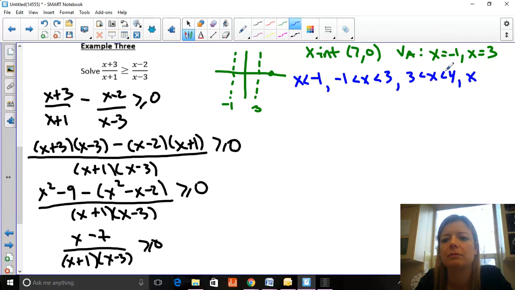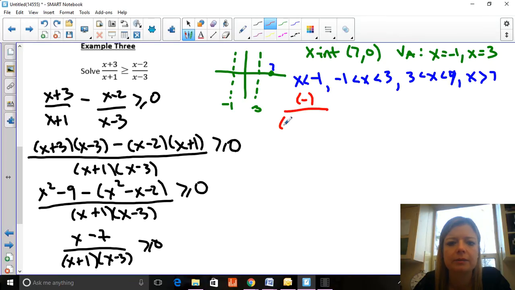Oh, sorry, that's a 7. Greater than 7. That's what you should label that. All right, so less than -1. What do I got? I got negative on the top, divided by negative, negative. So I get negative over positive, which is a negative interval.